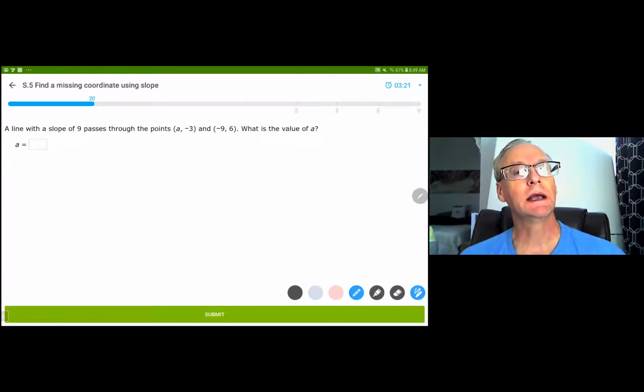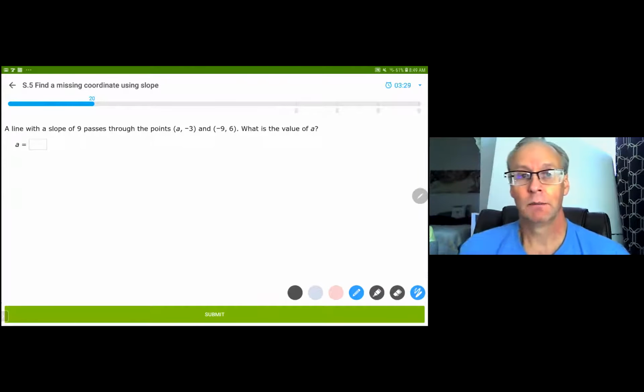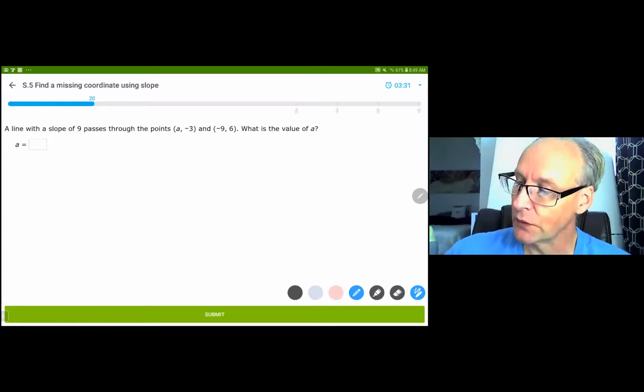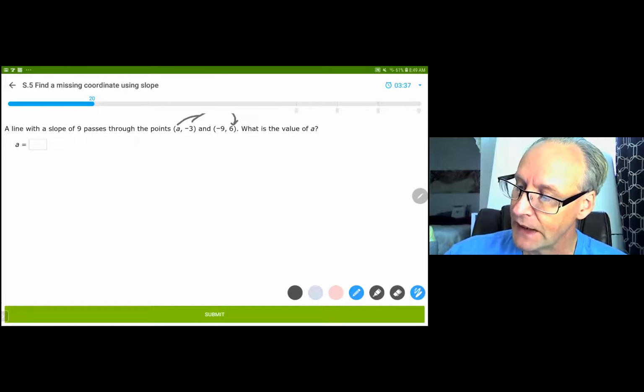Again, we've got a 9. Now this time what I'm going to do is I want to make sure that my variable comes first. Now it doesn't really matter, but I'm going to subtract in this order for that reason. I'm going to subtract my y's and then subtract my x's.